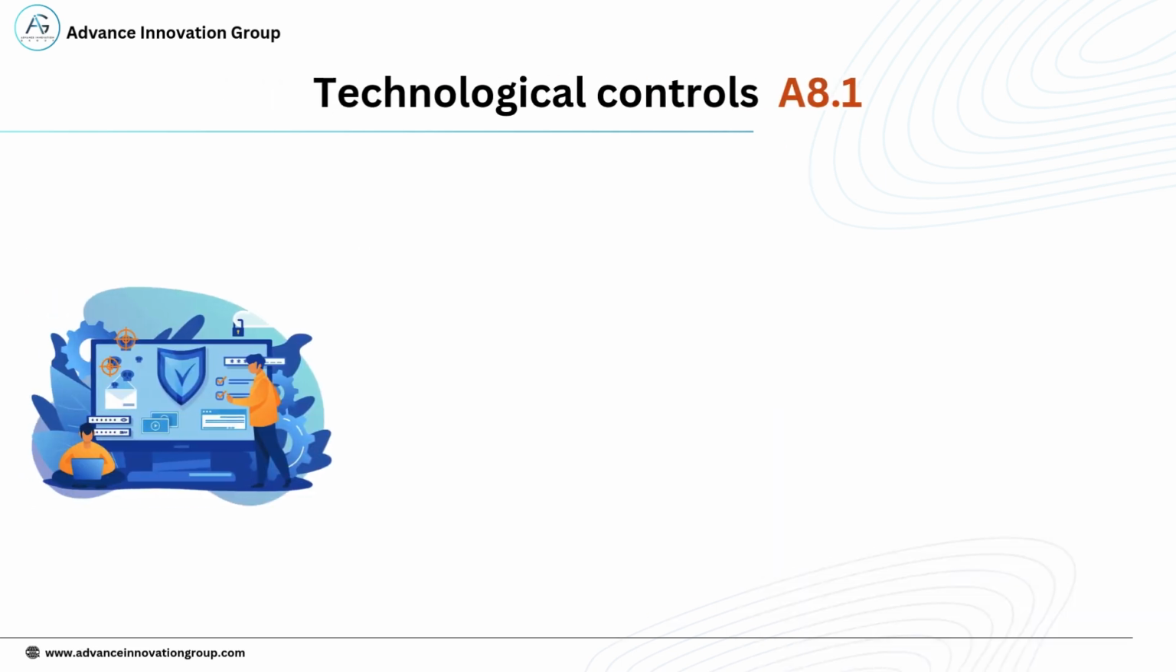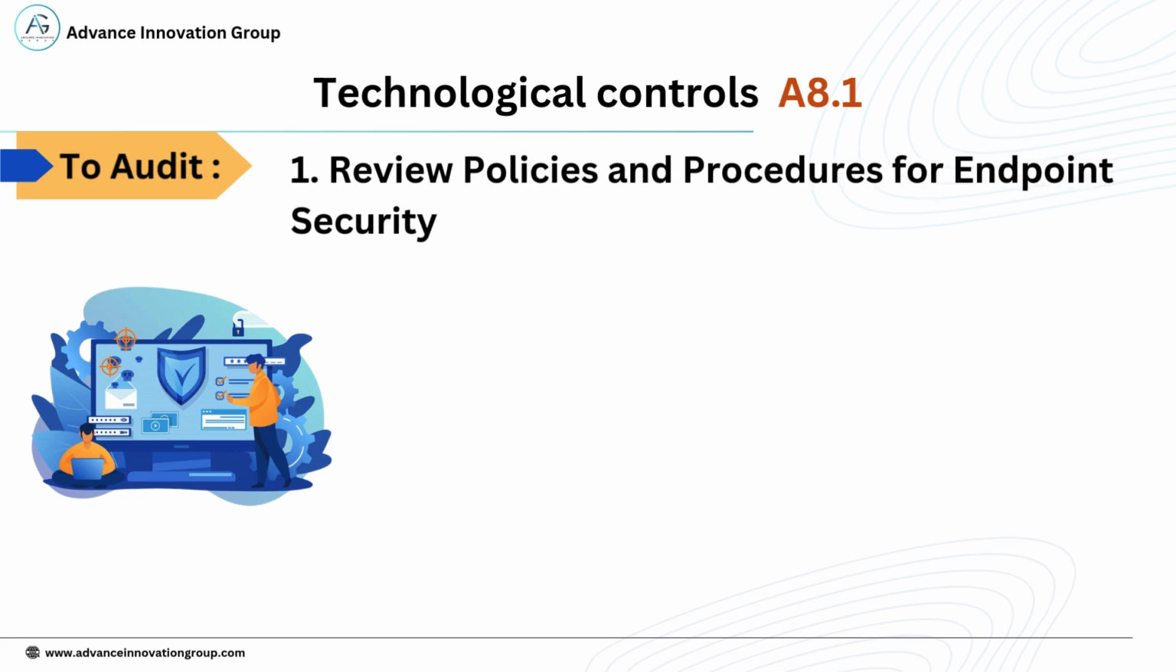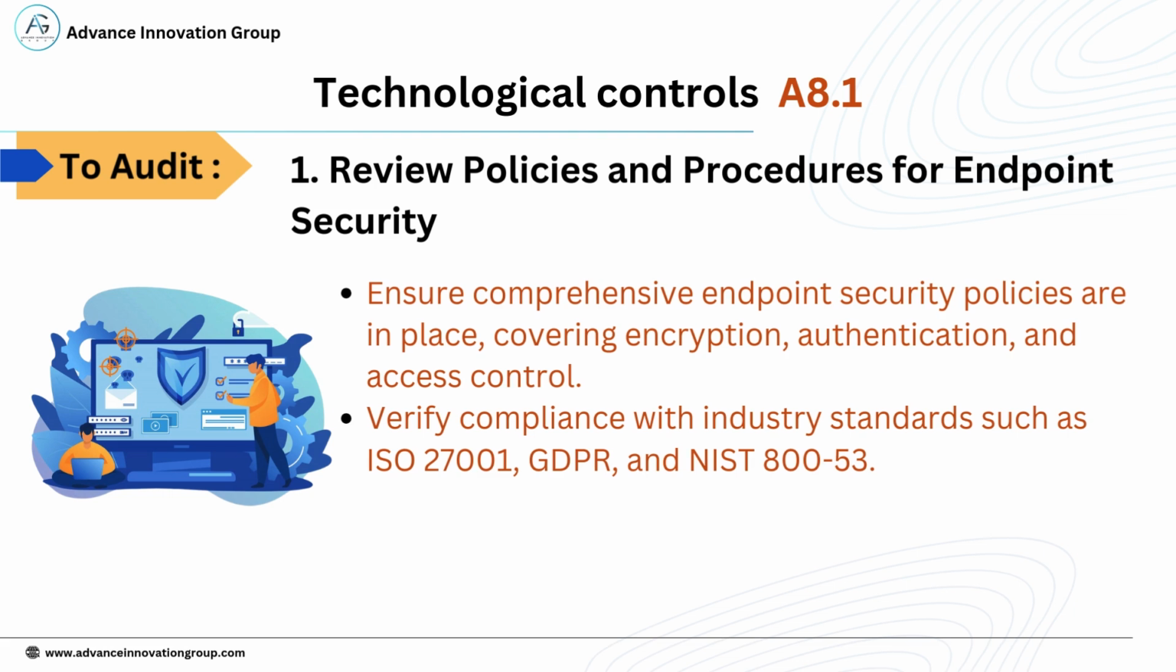Technological controls A8.1. To audit, first, review policies and procedures for endpoint security. Ensure comprehensive endpoint security policies are in place, covering encryption, authentication, and access control. Verify compliance with industry standards such as ISO 27001, GDPR, and NIST 853.